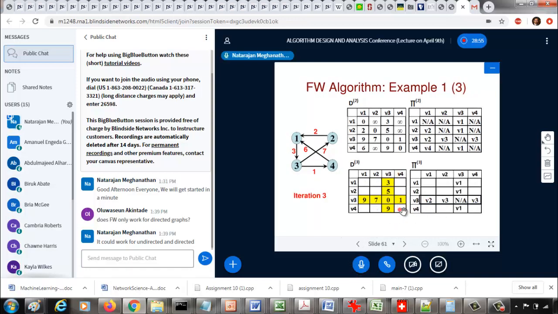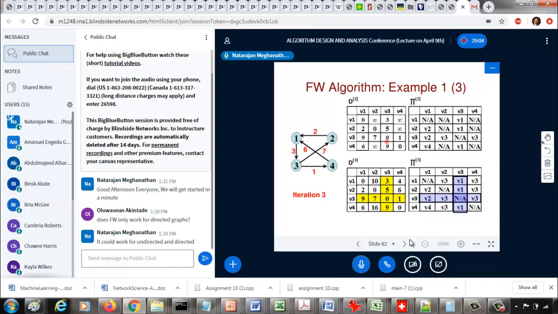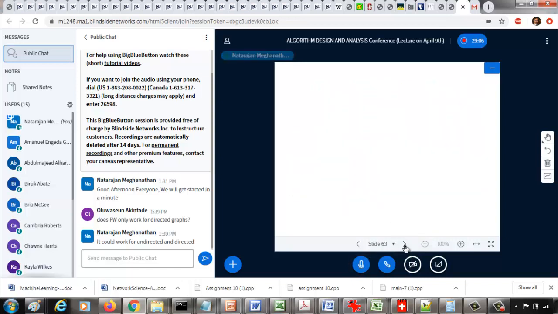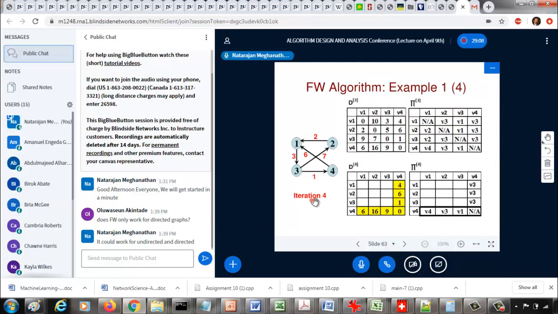Now this cell is going to be 0 because it's V4 to V4, it's a diagonal, and we have all positive edge weights. So that is the matrix at the end of the third iteration. Now we have to go through the fourth iteration, which is the last iteration, because you have 4 vertices. In Floyd Warshall, there is no way to optimize. You have to go through all the 4 iterations. Okay, so let us continue.